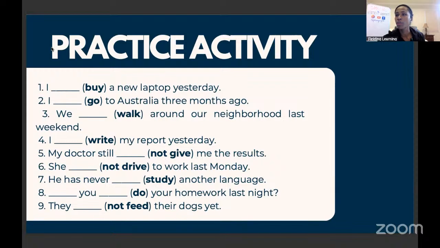All right, so "wrote." Let me go to number 3. Number 3 would be "we walked." Very good. We walked around our neighborhood last weekend. Awesome, guys. Wow, you guys are amazing. Number 4: "I blank write my report yesterday." We have the time marker "yesterday," so past tense. I wrote. Very good. I wrote my report yesterday.